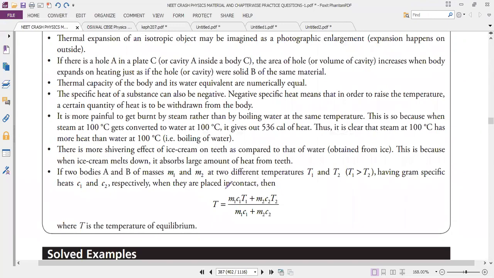Okay. This is one more formula. If there are two bodies A, B with masses M1 and M2, temperatures T1, T2, T1 is the greater, T2 is the lesser, and specific heats C1, C2, you can utilize this formula for finding the temperature of equilibrium, otherwise equivalent temperature. M1 C1 T1 plus M2 C2 T2 divided by M1 C1 plus M2 C2.